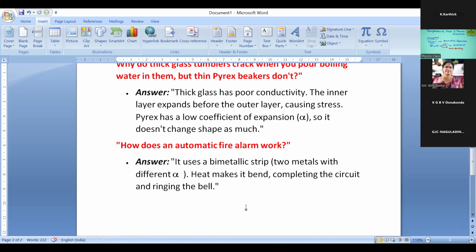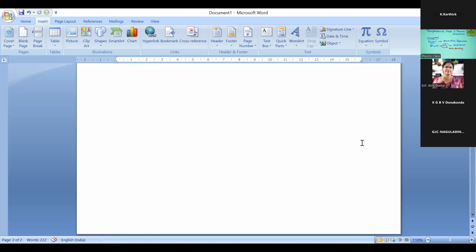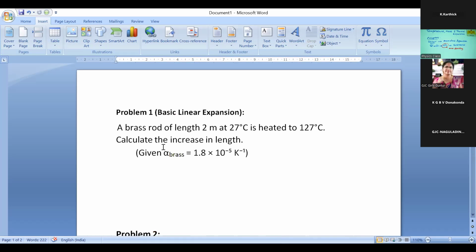It uses a bimetallic strip, that is, two metals with different alpha. Heat makes it bend, completing the circuit and ringing the bell. Clear? Okay. Now we are going to the problems. So here you can see the first problem, basic linear expansion.